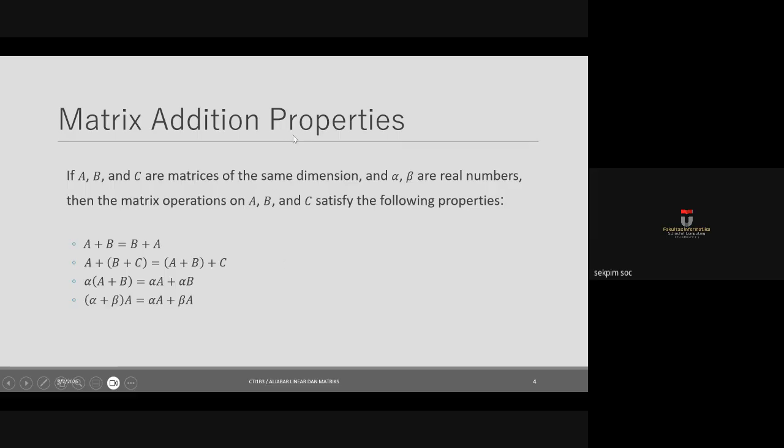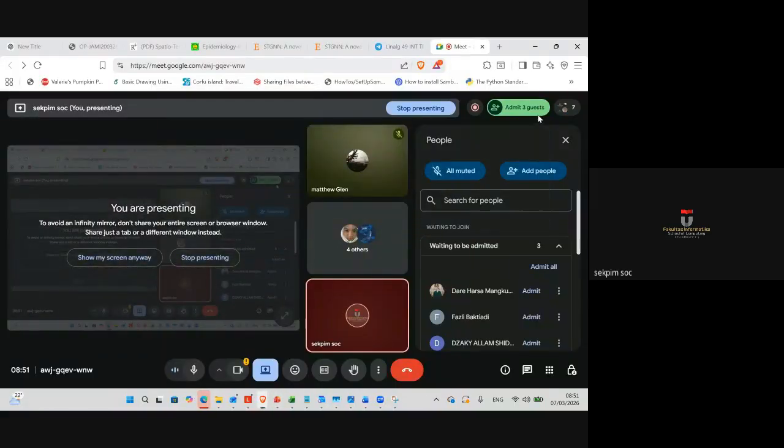Okay, that's the review. And these are some properties of matrix addition. Yeah, in matrix addition, A plus B will be equal to B plus A. So it's called commutative. Yeah, this is the commutative property for addition. And the second one is (A plus B) plus C will be equal to A plus (B plus C). Yeah. And this property is called the associative property.